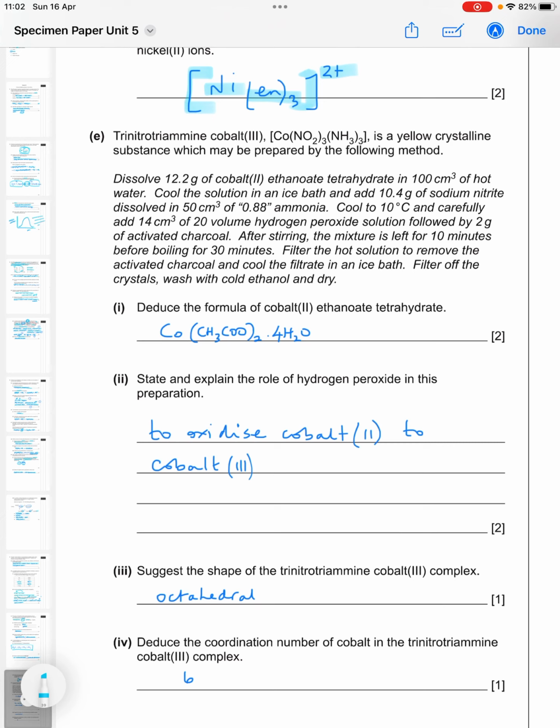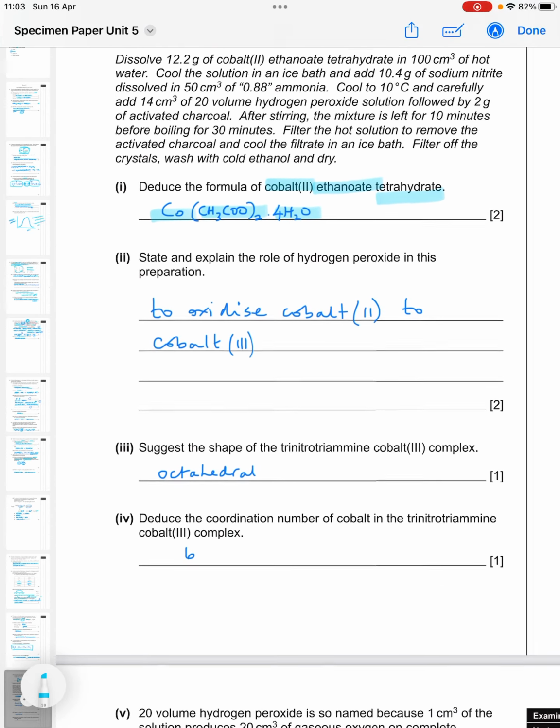So first of all, deduce the formula of cobalt 2 ethanoate tetrahydrate. Cobalt 2 means it's Co2+, ethanoate is going to be a negative charge, so we need 2 of those, so CH3COO twice, and then tetrahydrate, dot 4 H2O. So Co(CH3COO)2.4H2O.